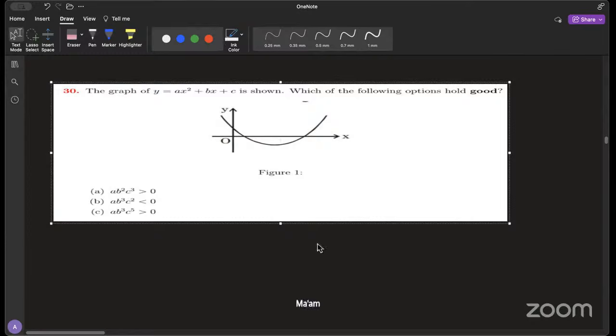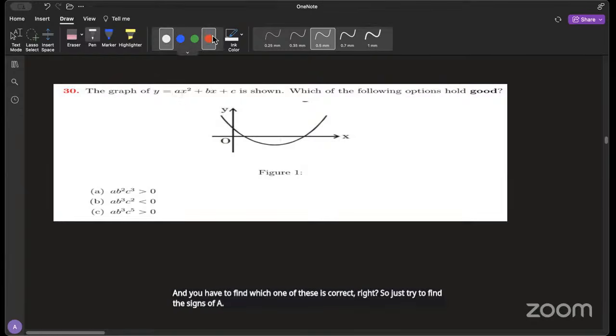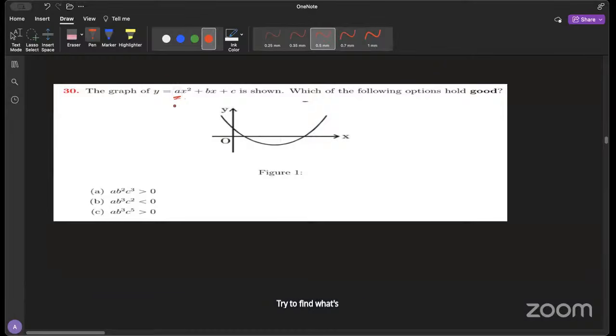Ma'am, what is the starting approach in this question? Okay, this is the general equation given for this graph, and you have to find which one of these is correct, right? So just try to find the sign of A, that is, if it's positive or negative. Try to find B and try to find C. You just have to try to find the signs of these, positive or negative. That's the approach, and then multiply these things.